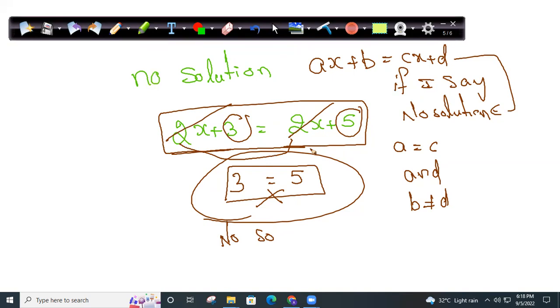The second concept that we are learning today, only two simple concepts. First concept is infinite solutions. Solution means the value of x that satisfies the given equation. If it is the same on both sides, it will have infinite solutions. When will it have no solution? When a and c, the coefficients of x, are the same so that they cancel out, and the constants are completely different on both sides. Then we can say the given equation has no solution.